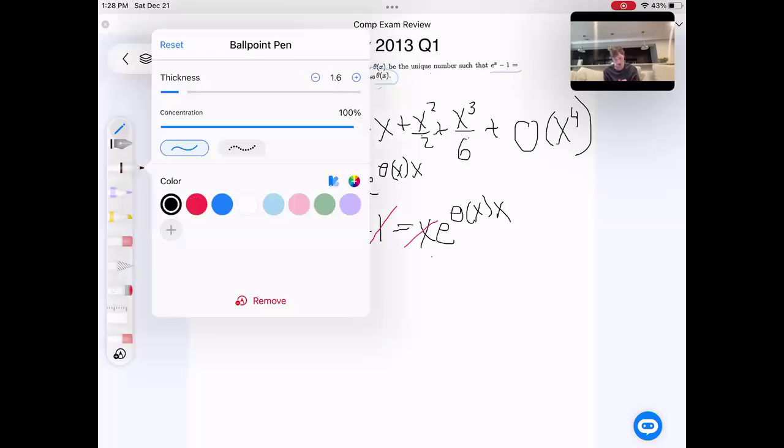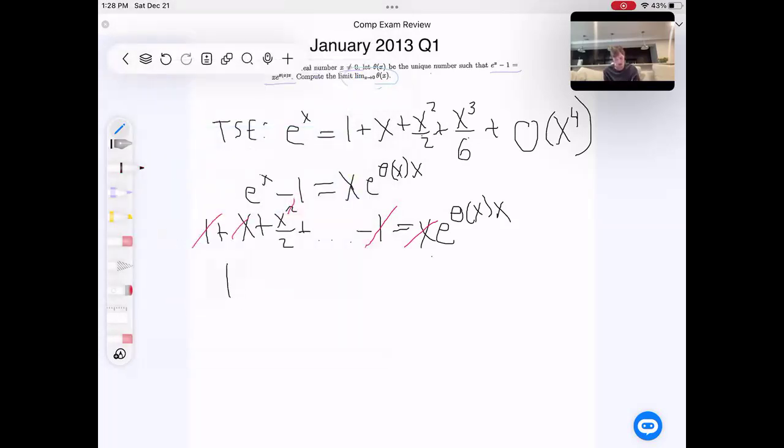Let me switch colors for a sec. That's going to give us 1 plus 1/2 x plus a bunch of other things, and that's going to be equal to e to the theta x times x. Awesome. So now what are we going to do? Well, we have something that's now just in terms of e to the theta x times x. We can actually find the Taylor expansion of this.